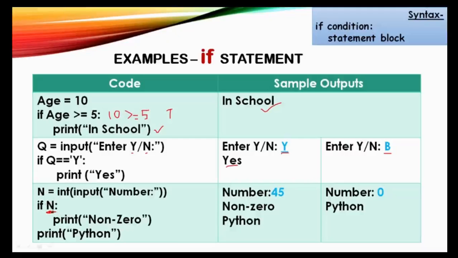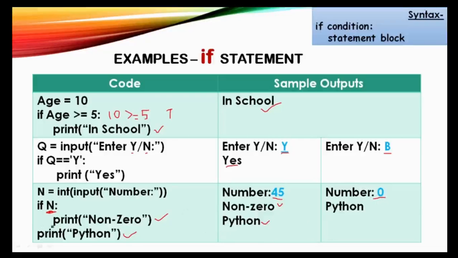If it is 0, then the condition will evaluate to false, and if it is other than 0, it will evaluate to true. If n colon print non-zero, print Python. So, sample output: first the number entered is 45, so both these statements, non-zero and Python, will be executing, and the output will be non-zero and Python.